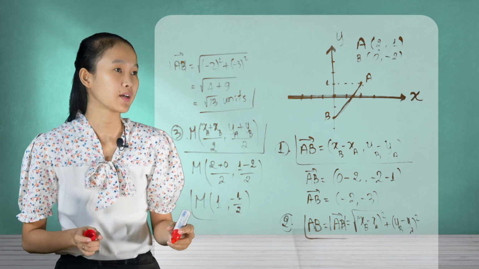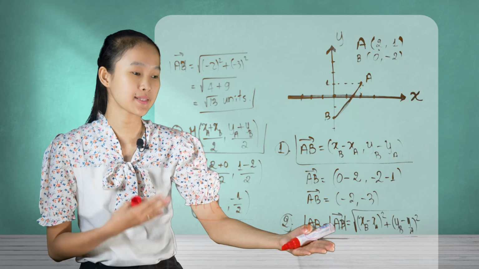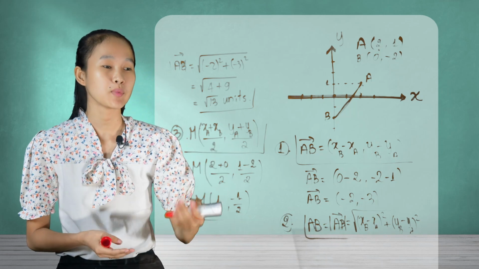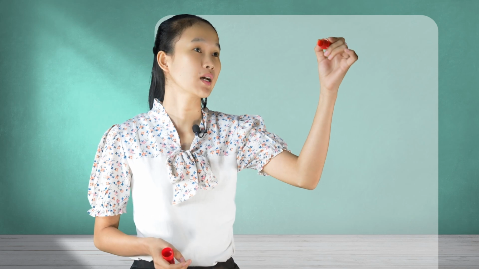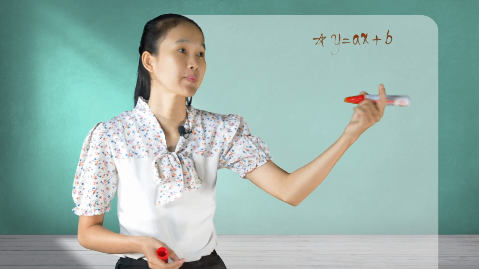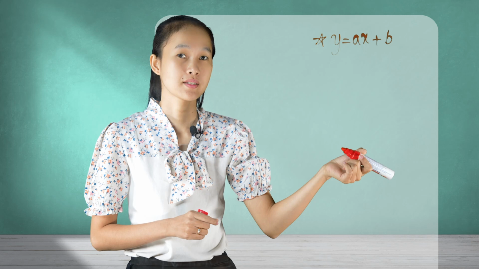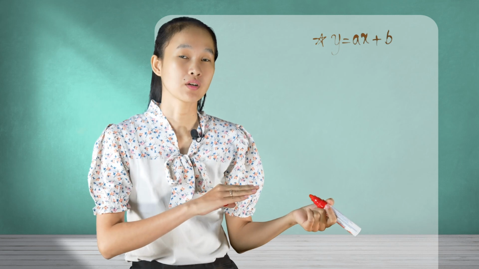Well, so this is how you find the coordinates of 2 points, the distance between 2 points, and the midpoints. Let's move on to the fourth part of the video, which is about the linear equation, or the equation of a straight line. First, you have to remember the general form of a straight line: y equal ax plus b. A and b are constants, and you have to find those numbers to find the equation of a straight line.